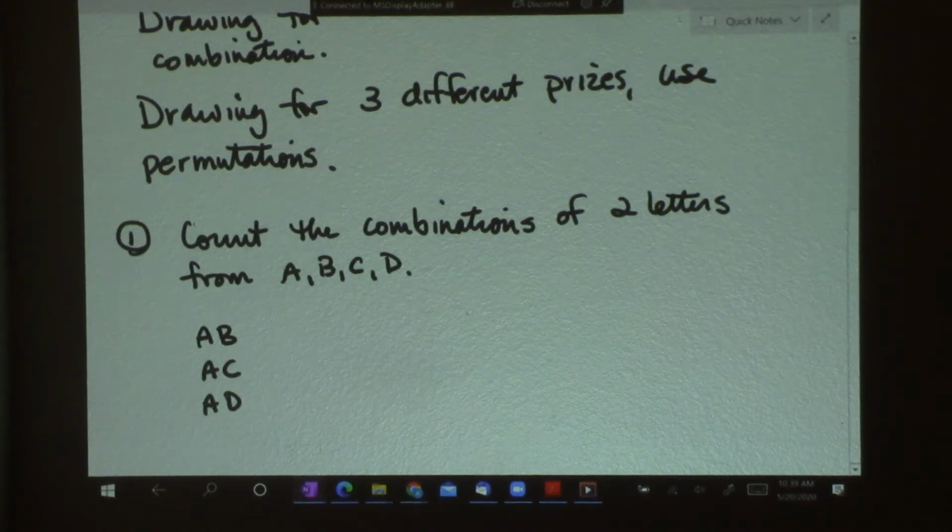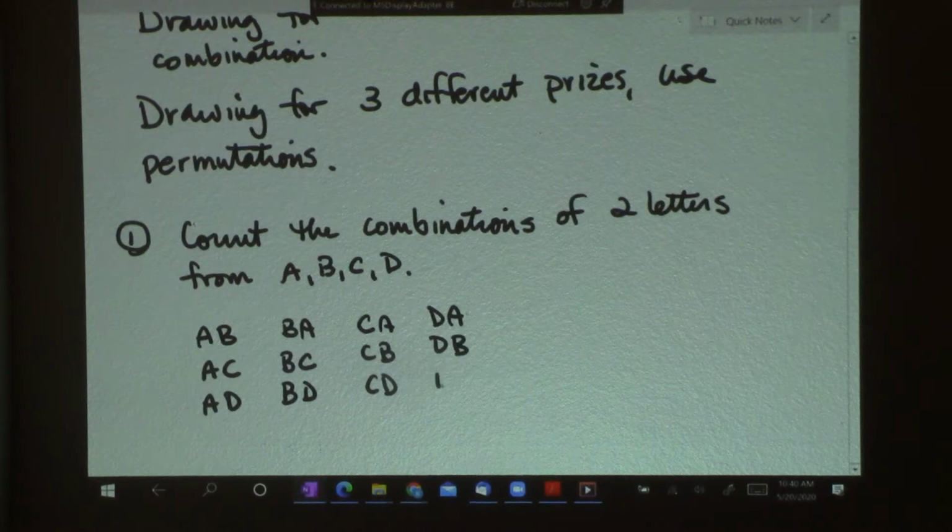So let's say I pick B first. So I could have B and then A, B, C, and B and D. All right, I like to go in order because that helps make sure that I catch them all. All right, so if I had C first, I could have CA, CB, and CD. And then if I had D first, I could have those combinations too. So right now I have 12 of them.